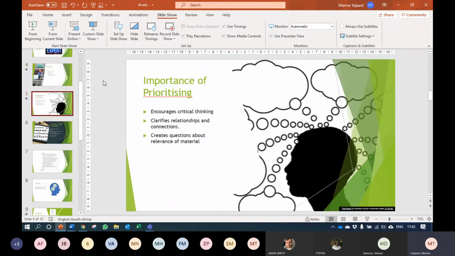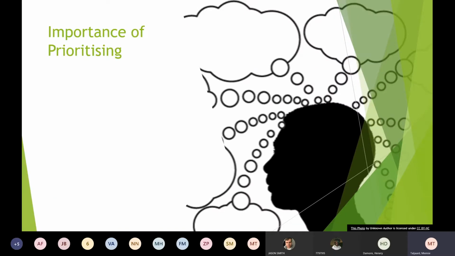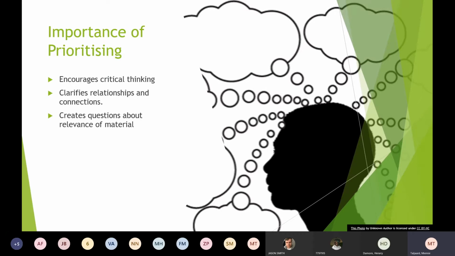Now, if you work on prioritizing as you are going through your literature, and it isn't only for your literature review, as part of your report writing and everything, you are still going to have to read. You can see that by prioritizing, you can also see if the article falls within the area that you are researching.